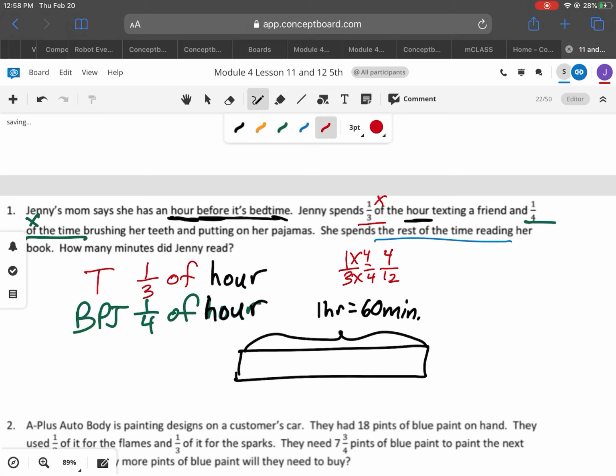And then we have times 4, so it's 4 12s. And then we have 1/4, and we're trying to get it to 12s. Why 12s? Because we know they have that in common. They both can get there. Oops, that should be 3 12s. All right. So together, for the texting and the brushing the teeth and PJs, they used 7/12 of the time.